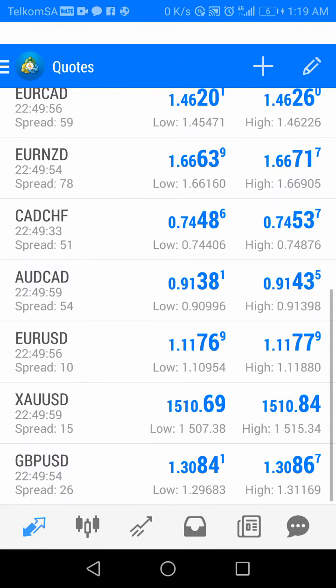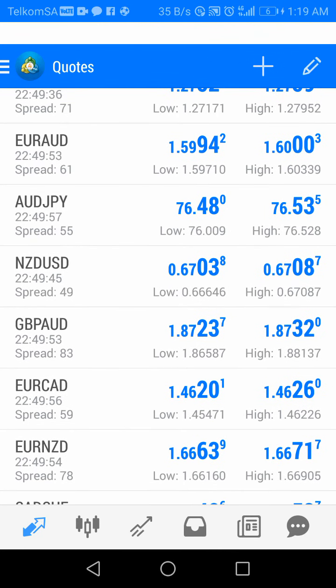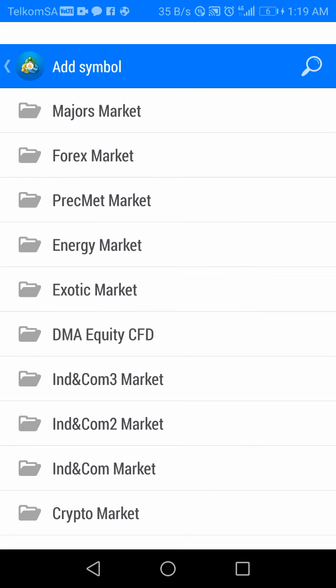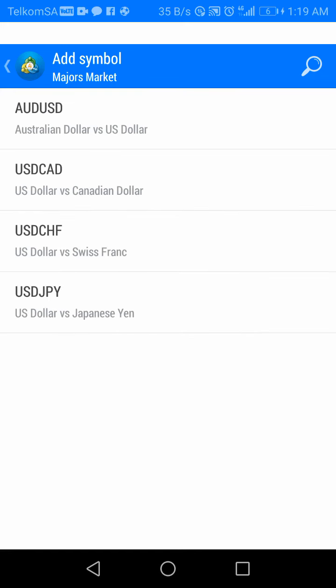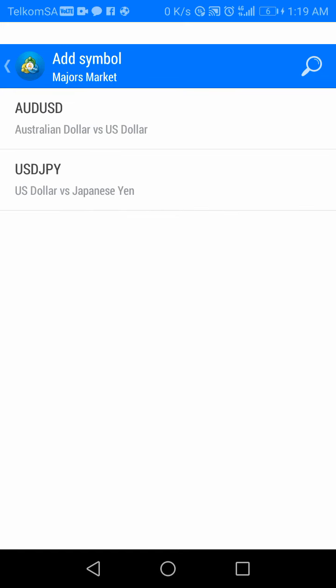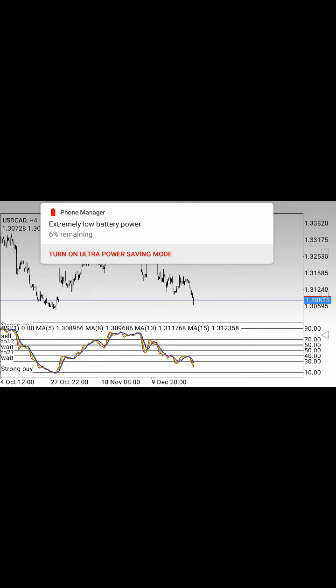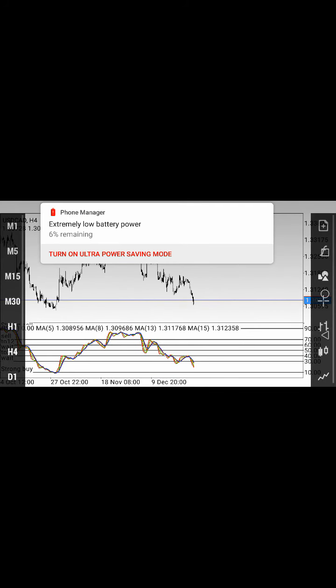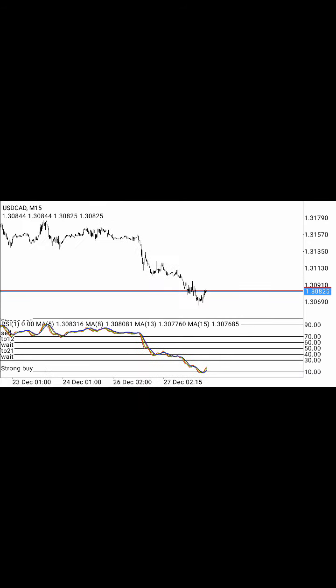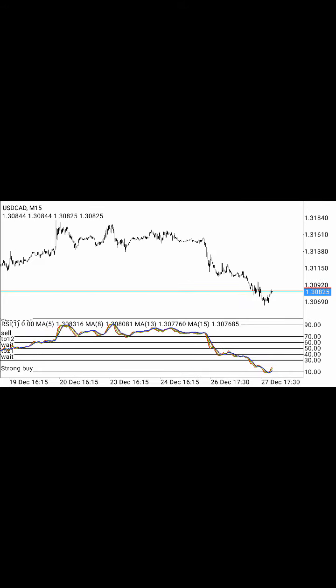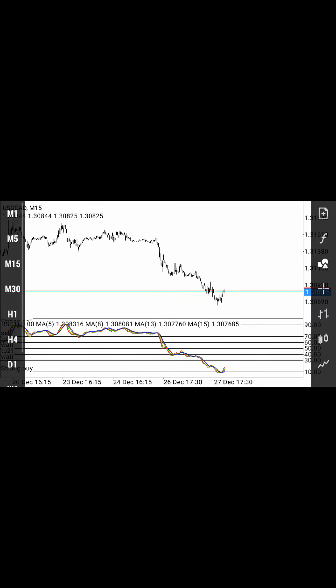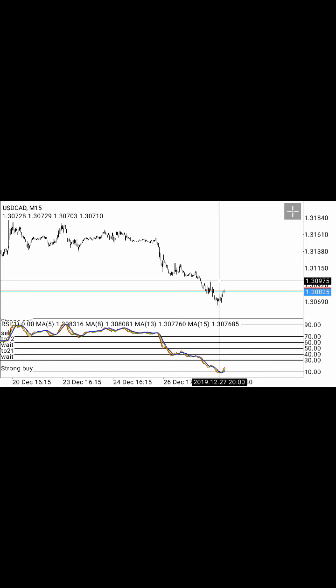Let's check the last one. Maybe let's add forex, USD/CHF. That's the one I've been trading lately on my MT5. I remember I entered a buy on 15 minutes. Good. You see, it works well even on this, though it's too massive. This is where I entered the buy. It was in profit last time I checked.